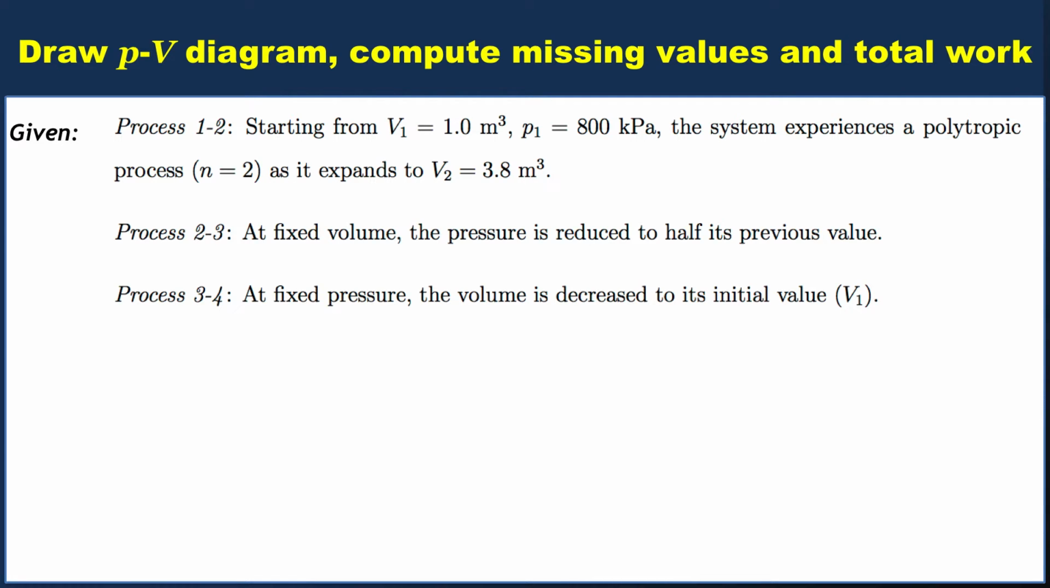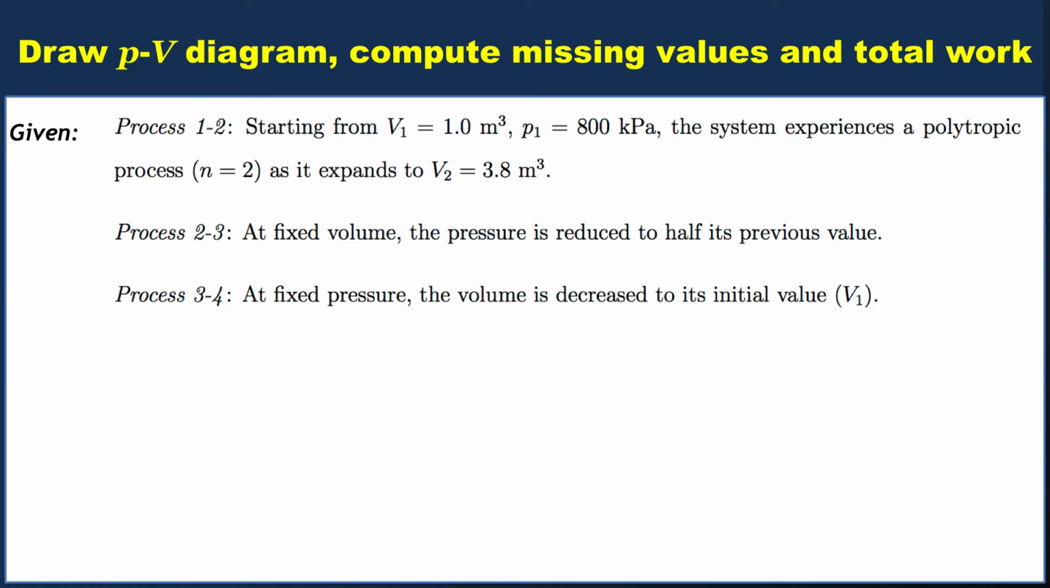The first one, process 1 to 2, is a polytropic process. The second one, process 2 to 3, is operating at fixed volume, and the third one, process 3 to 4, is operating at fixed pressure. So three physically distinct processes that are linked together at the endpoints. But the problem is we don't actually know all of the endpoints, so we can't even compute the total work until we at least figure out what the pressures and volumes are in between the various processes.